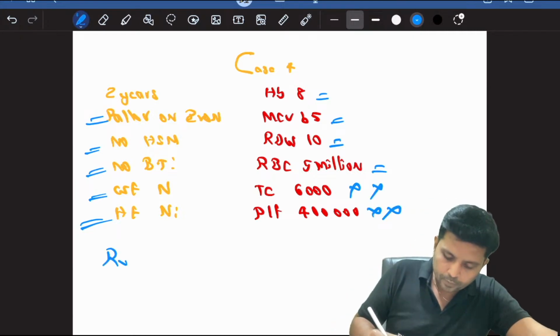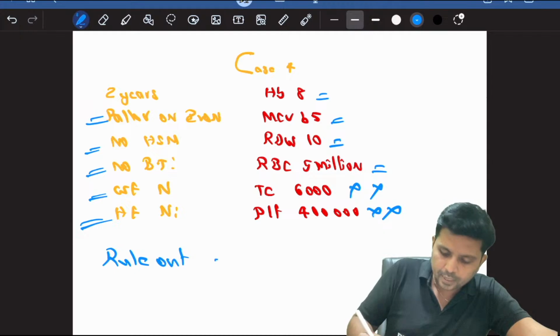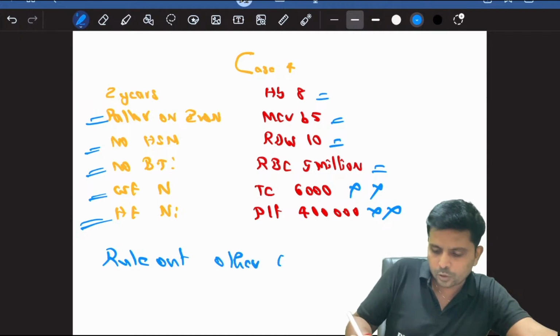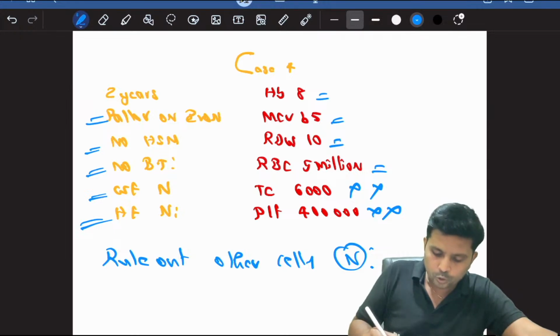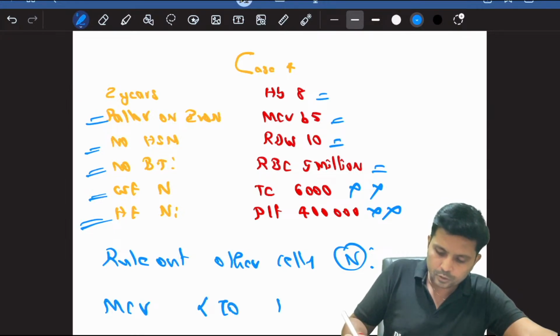So rule 1. What is rule 1? Other cell lines are normal, so no bone marrow involvement. Rule 2. What is MCV? Less than 70. So this is microcytic hypochromic anemia.